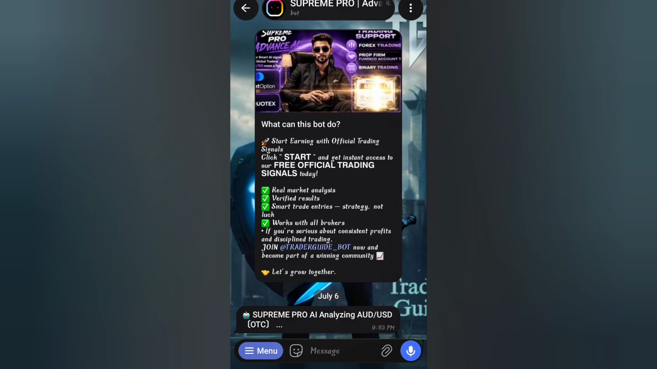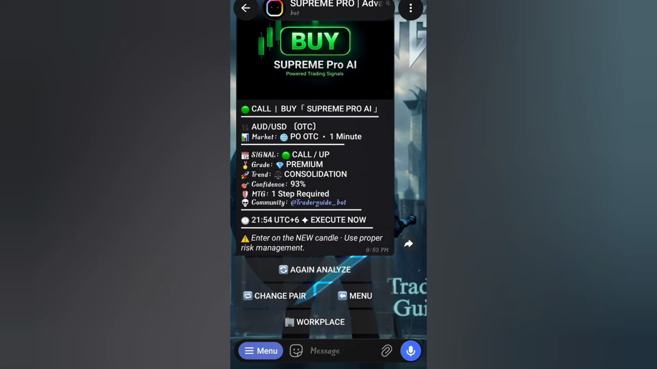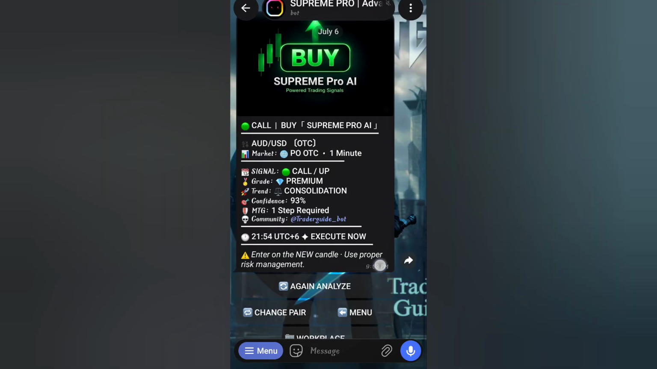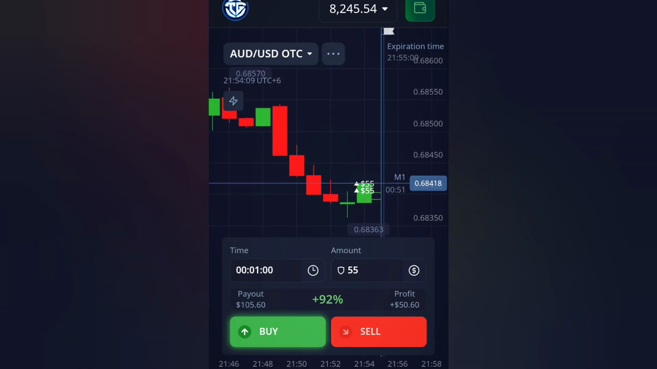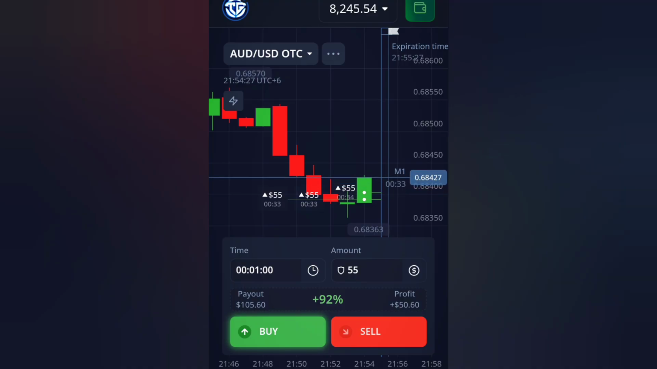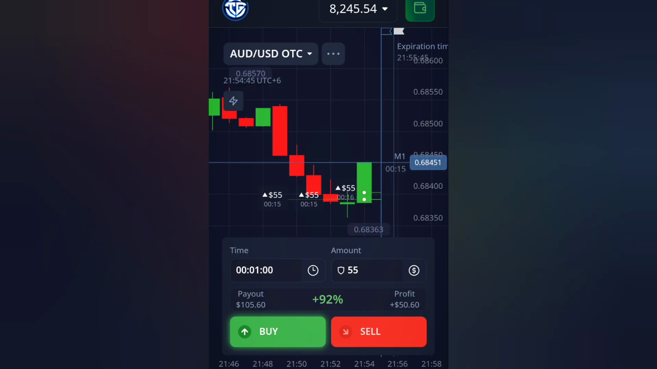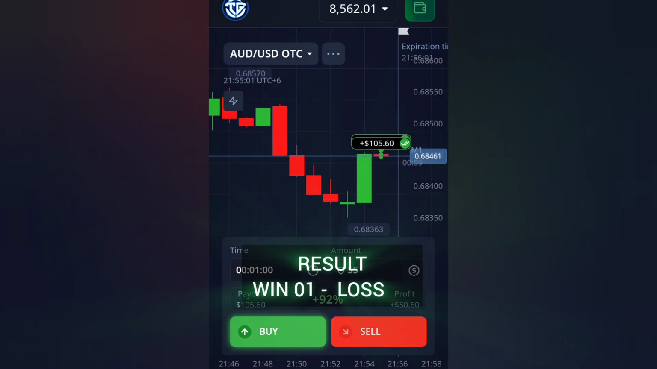Now Supreme Pro AI is analyzing that pair. Boom, the bot now gives me a signal with the trade entry direction and trade execution time also. Now, let me open the Pocket Option broker and enter my trade according to the execution time. Successfully traded, non-martingale, short shot profit.